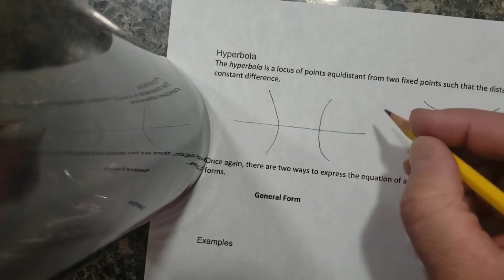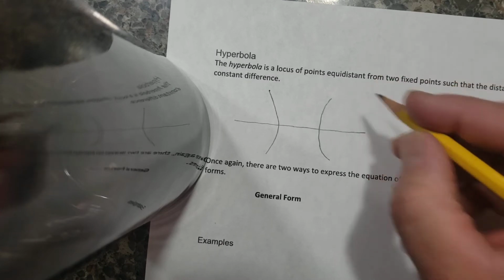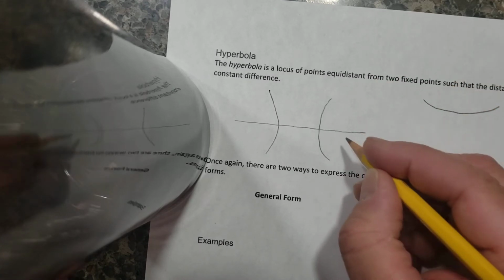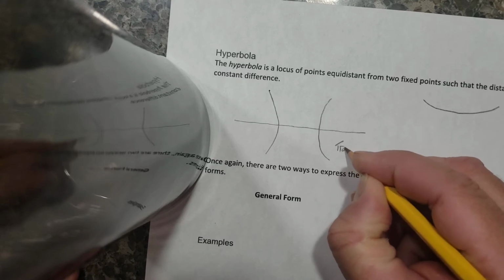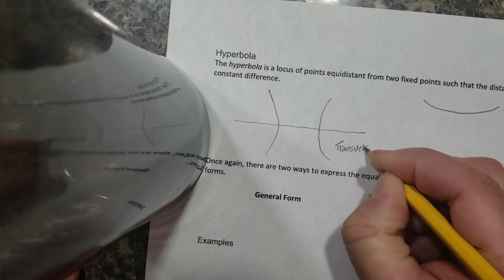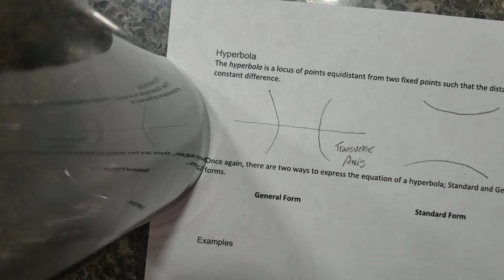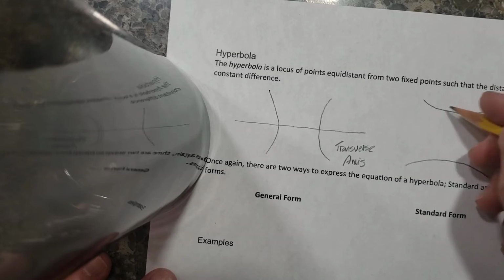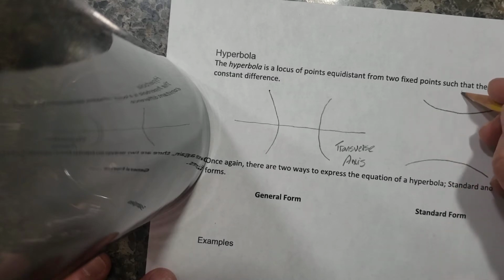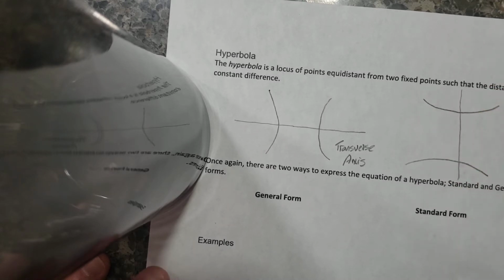We call that the transverse axis. I'm going to write it right here. Transverse axis. When it's horizontal, I'll show you the formats. And when these open up and down, your transverse axis goes through there. I'm sorry, I should have drawn that line straighter, but you guys understand.